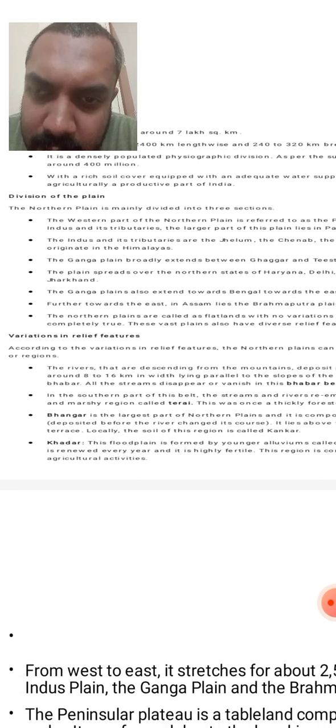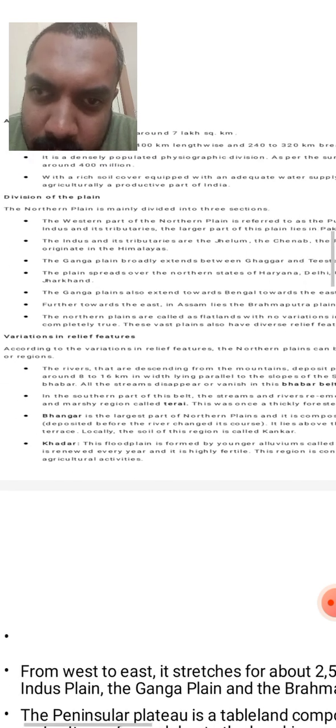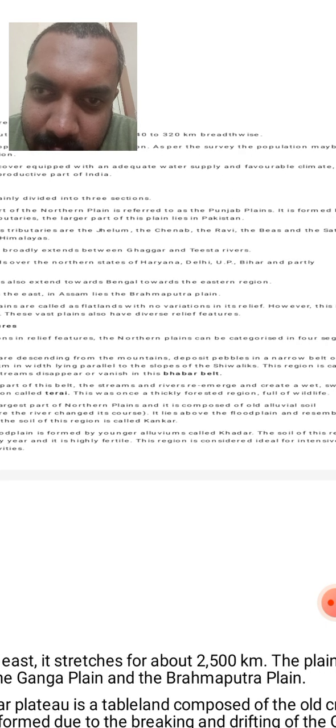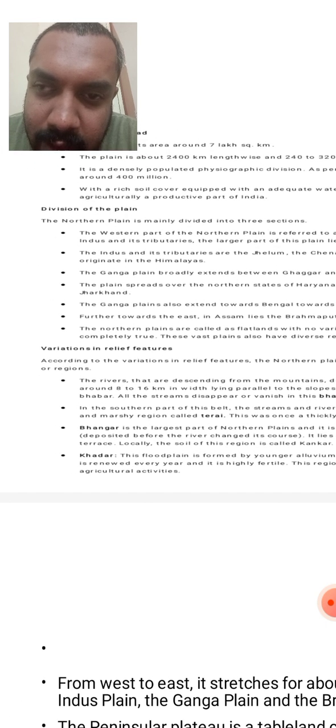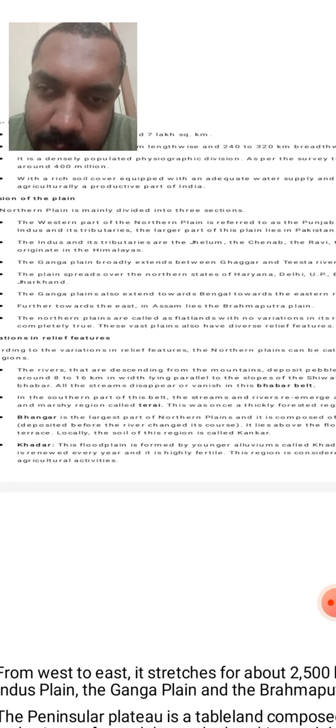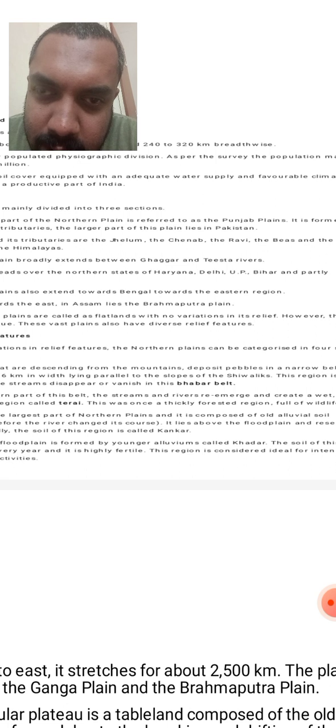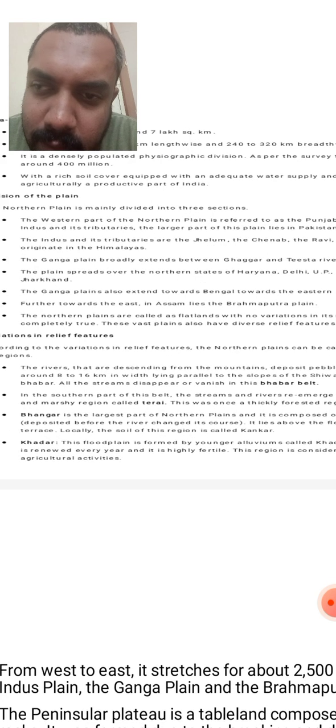The plain is spread over the northern states of Haryana, Delhi, Uttar Pradesh, Bihar, and partly Jharkhand. The Ganga plains also extend towards Bengal in the eastern region. Further towards the east, in Assam, lies the Brahmaputra basin.